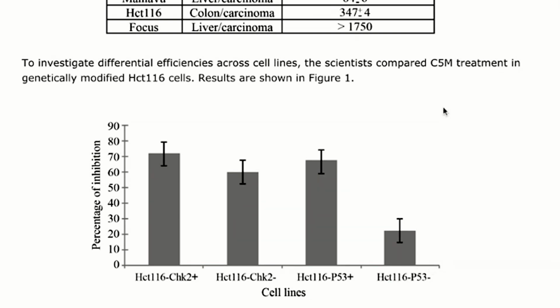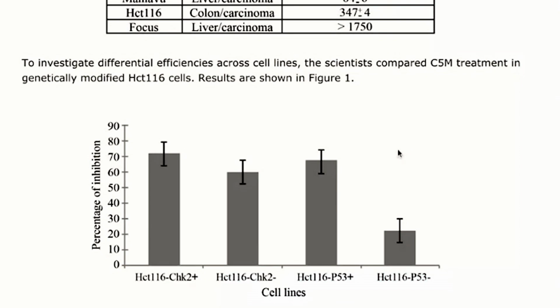So I can see between my first two bars that knocking out the CHK2 gene doesn't really do much. I don't see that the efficacy of inhibiting cell division is increased or decreased. But then when I see the difference between the P53 plus and the P53 minus, there's a big difference. So I had a lot more inhibition with C5M when I had the P53 gene than when I knocked it out. So that definitely had a very, very clear effect, which tells me that C5M's efficiency is going to be mediated by at least one gene, maybe more. We didn't test that many, but I know that this one is definitely mediating how effective my C5M is. Okay.